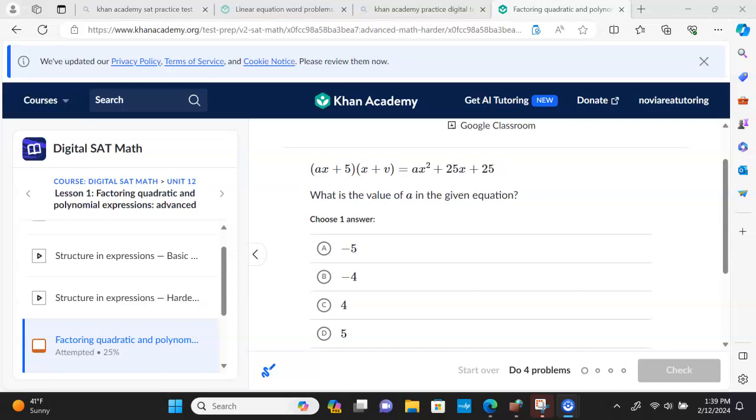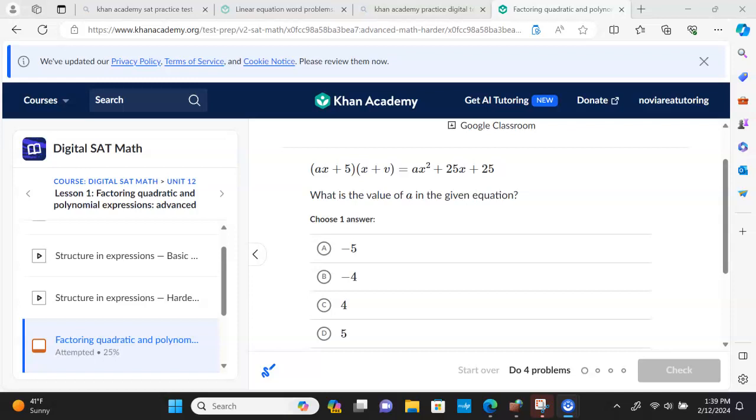Okay, so what I'm going to do in this case here is I'm going to work with the left side and I'm going to multiply that out. I'm going to distribute that and I'm going to use what's traditionally known as the FOIL method. And I'm going to try to match that up with my right side.